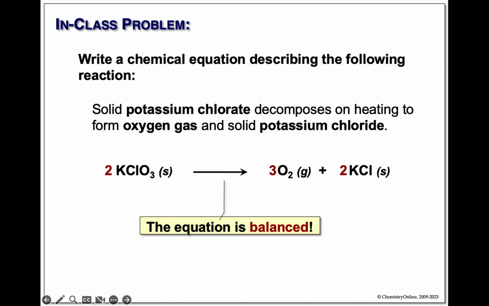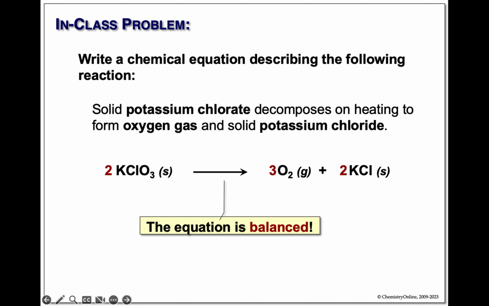Now, this particular reaction is kind of a neat reaction. It's useful in lab because we have solid potassium chlorate, we heat it up, and we get oxygen gas. Nice, clean reaction. If you need a little bit of oxygen for something, it's a nice way to do it.